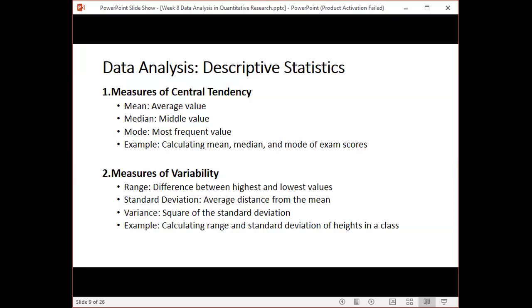Okay. Any questions before we look at the data analysis itself and take them one after the other, from descriptive to inferential and all the rest? Any questions? Yes, Charles.